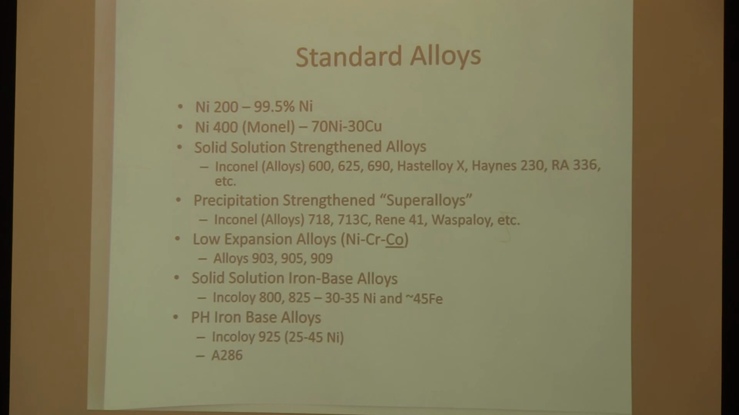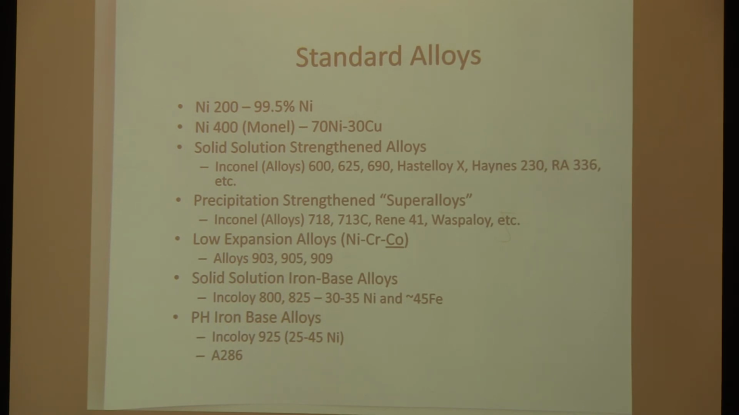713C. There's alloys called Rene alloys. There's a Rene 41. There's Waspaloy alloys. These are all strengthened by precipitates that form during the heat treatment of the alloy. And these are called superalloys because of the high strength that can be achieved and the high heat and corrosion resistance that they can withstand.